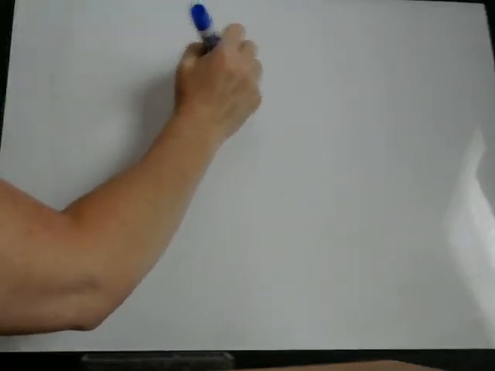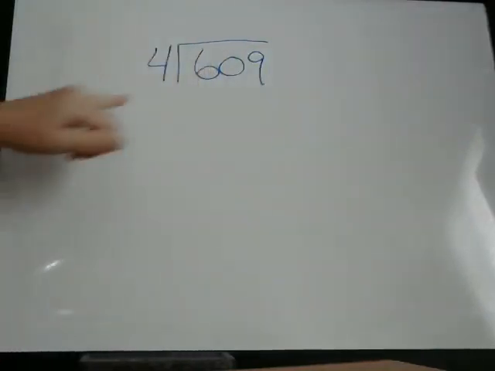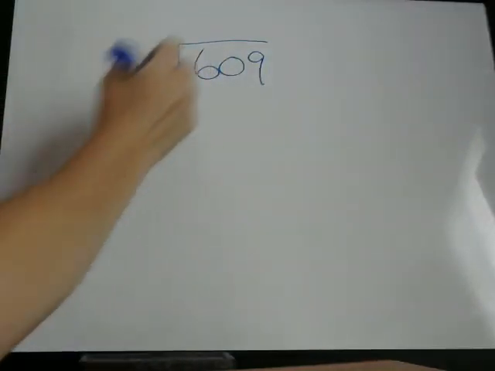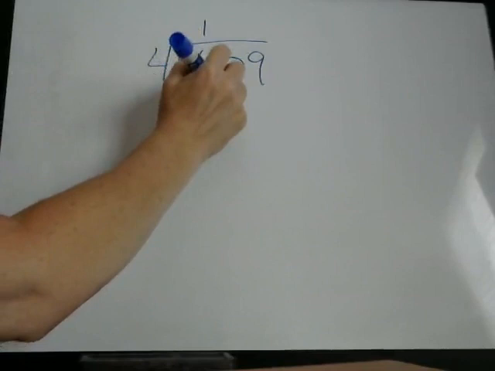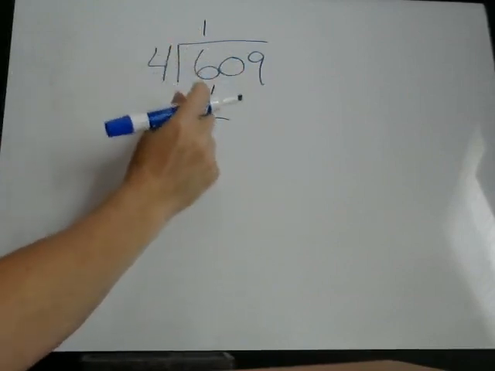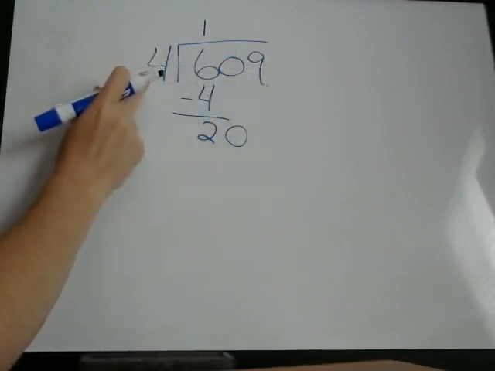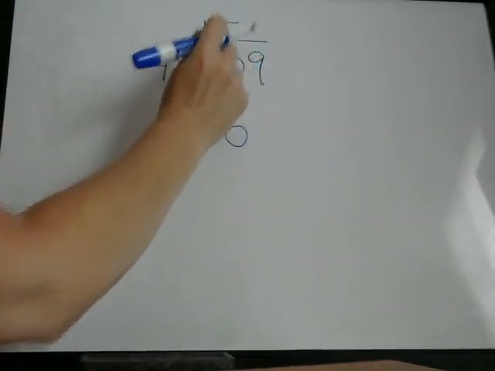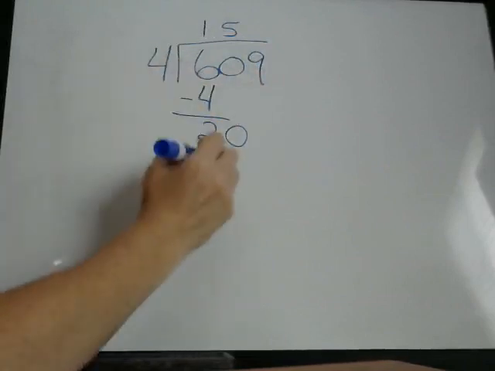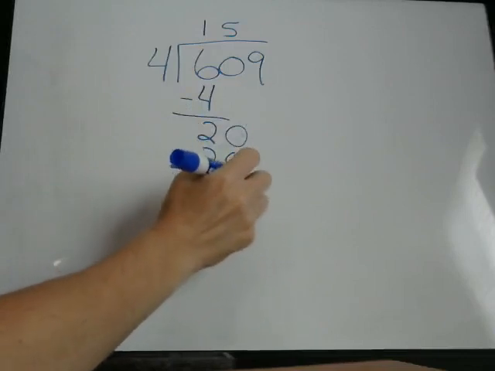Now let's do something a little more complicated. 609 divided by 4. How many times does 4 go into 6? It can only go one time without going over. Multiplication. 1 times 4 is 4. Then do a subtraction. 6 minus 4 is 2. Bring a number down, which happens to be 0. Then look down. How many times does 4 go into 20? 5. Put the 5 above the 0. Do a multiplication. 5 times 4 is 20. Write that number down. Do a subtraction. 20 minus 20 is 0.